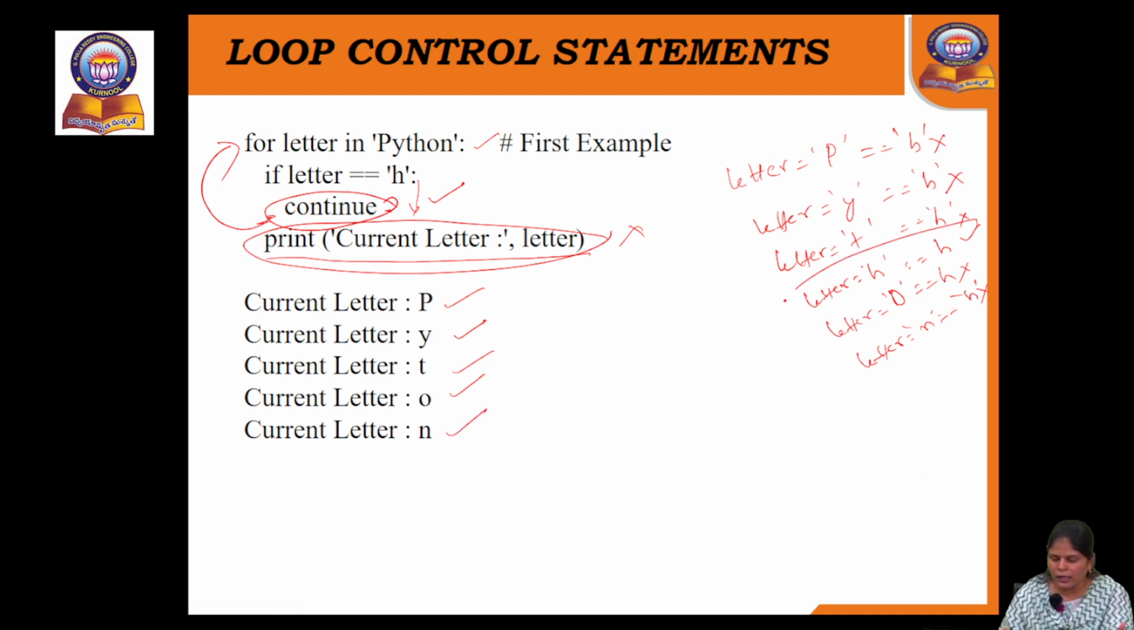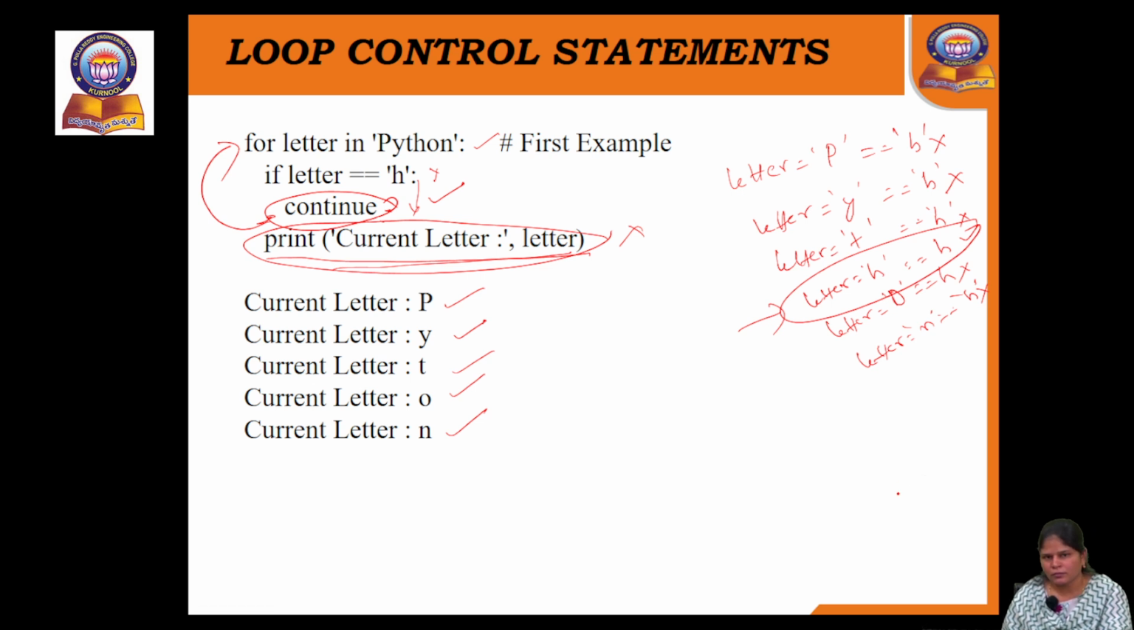So only at this particular step, where H equal to H, this particular current letter will not be printed. In all other cases, as this condition is false, it won't encounter the continue. So it has been printing all other letters other than the H.